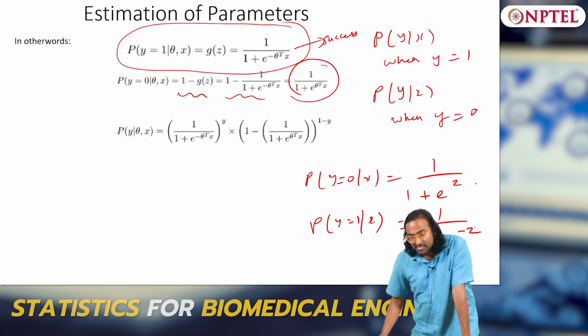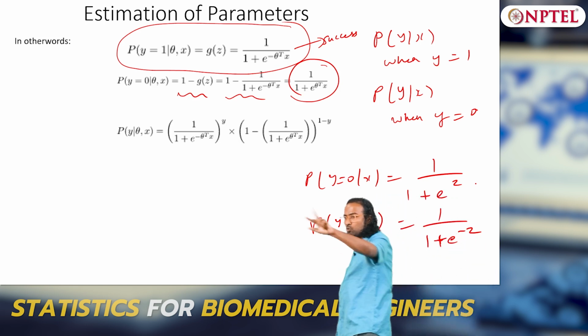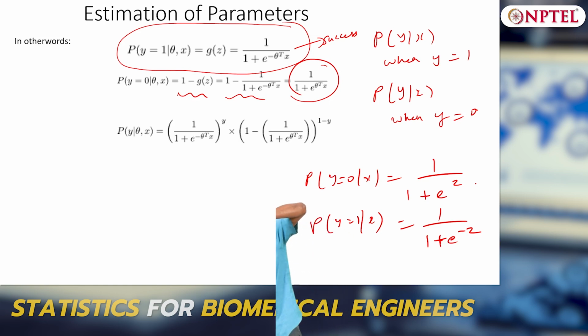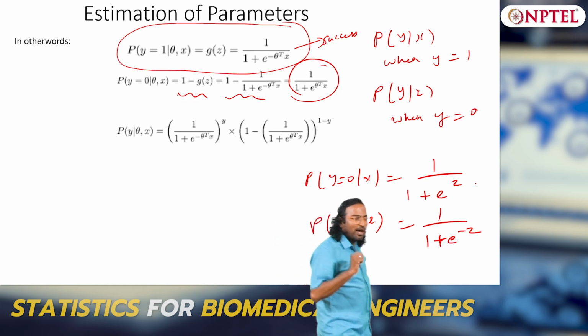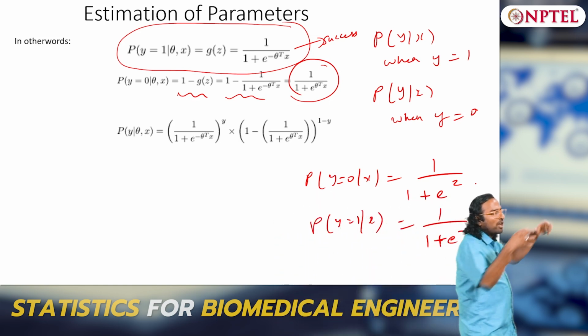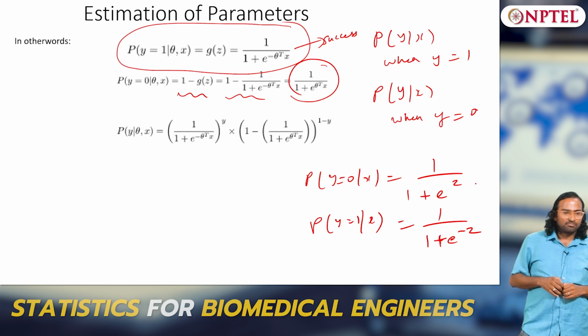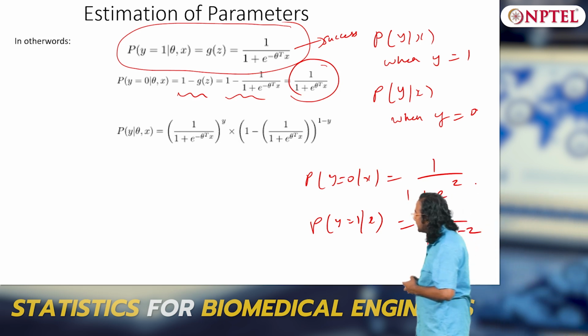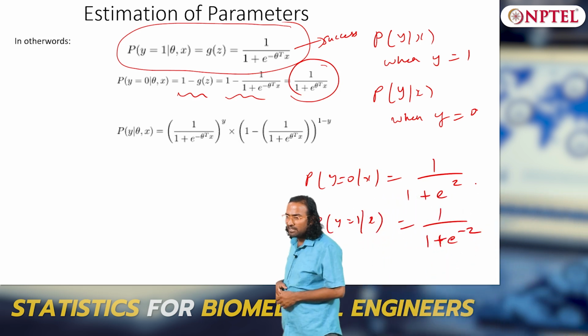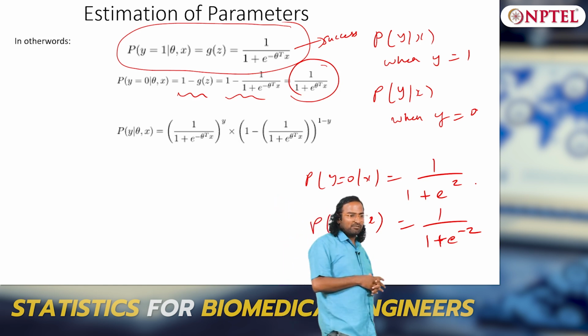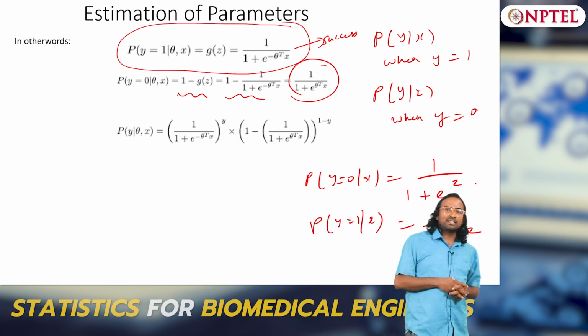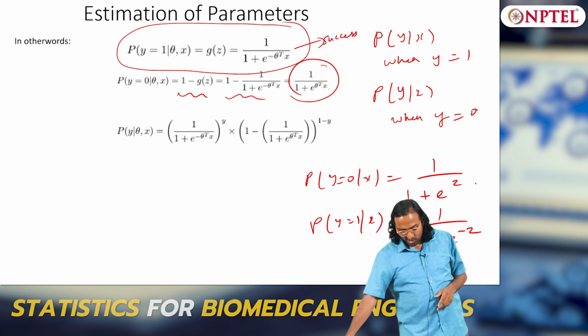Now the question is, how do I put them together? You have two objectives or two functions, one for success, another for failure. How do I put them together? So the one is for success, the other one is for failure. How do I combine them together is the question. Okay. So there is an intelligent way to combine them. Okay. So this is what I have.